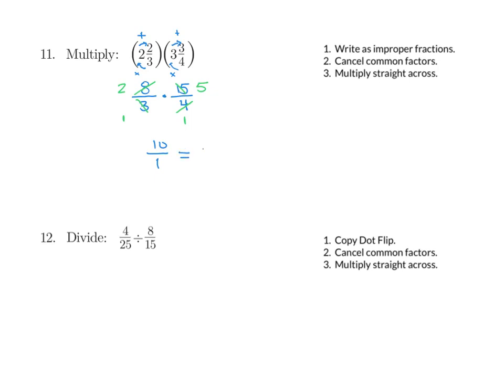Simplify this down as much as possible. 10 divided by 1 is 10. All right, so there's a multiplication.